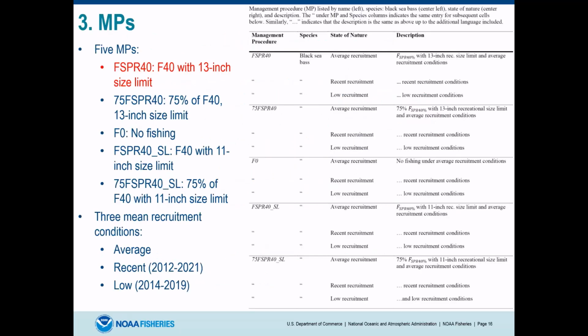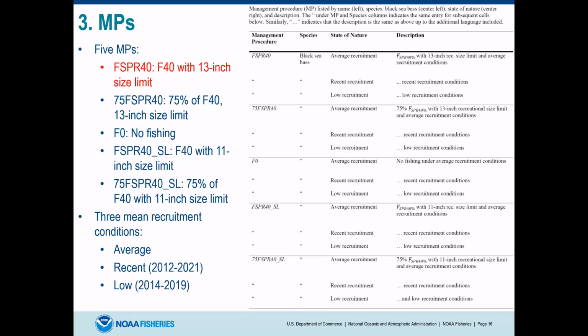And so the 5 MPs we considered were essentially the status quo, in which we have an assumed target of F40 with a 13-inch size limit, which was applied to both the commercial and the recreational fisheries due to some software limitations I'll explain momentarily. We looked at 75% of F40 with that 13-inch size limit, F0, and then the alternative management measures, so F40 with the 11-inch size limit and F40 with 75% of F40 with the 11-inch size limit.